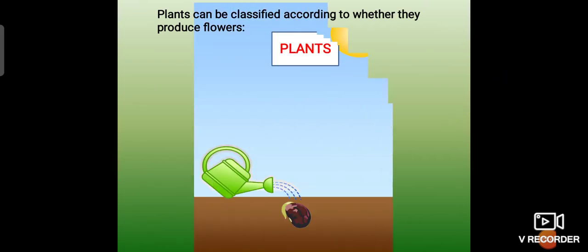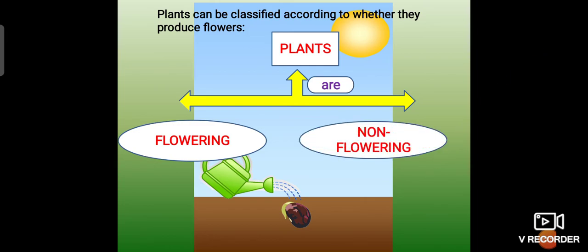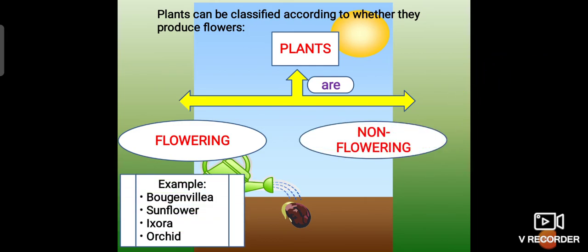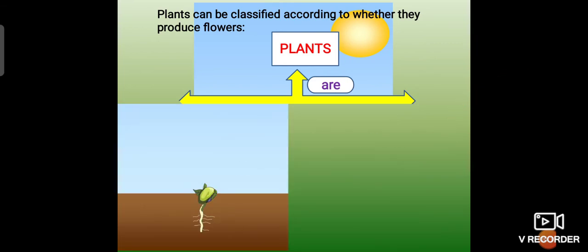Then the second classification of plants: if we want to divide plants based on flower production, we divide them into two, flowering and non-flowering. The flowering plants include bougainvillea, sunflower, ixora, orchid, tulip, and so on. And the non-flowering plants are the fern and moss. So let's take a look.